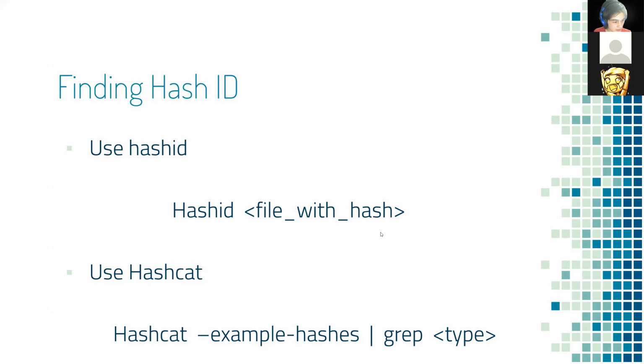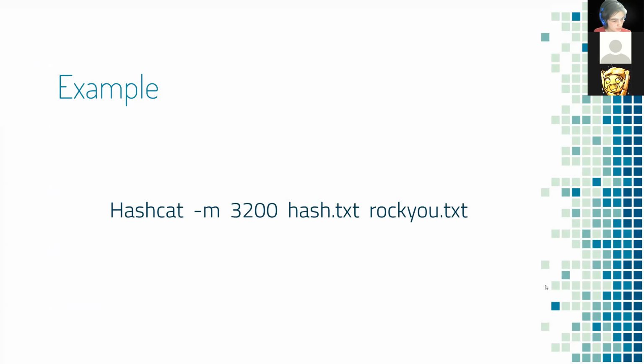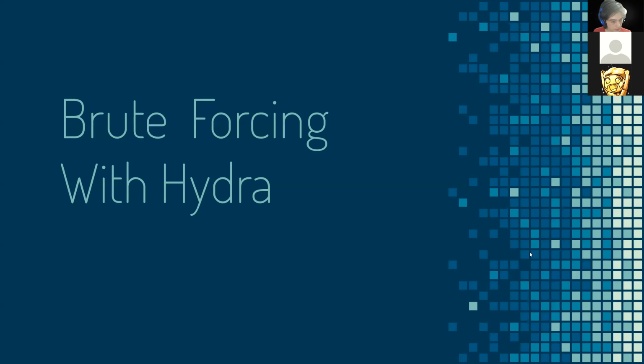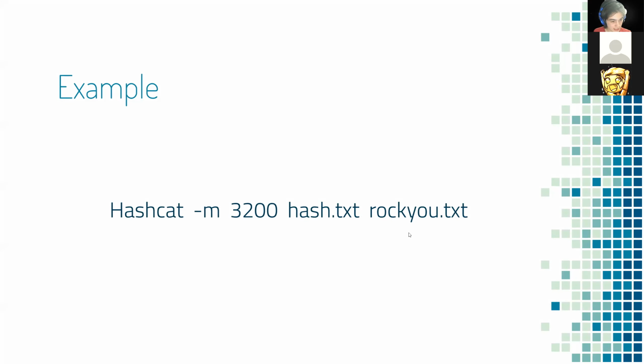Again, we went over hash ID, and went over this example of trying to find the hash ID ourselves manually. You can use whichever you prefer. And we just did this, mode 3200 on a.txt with rockyou. And that basically concludes hashcat.